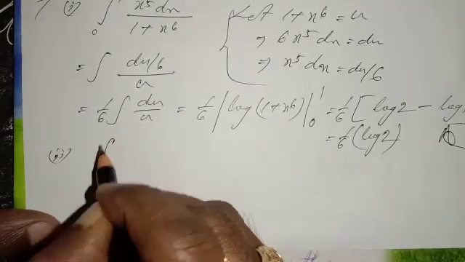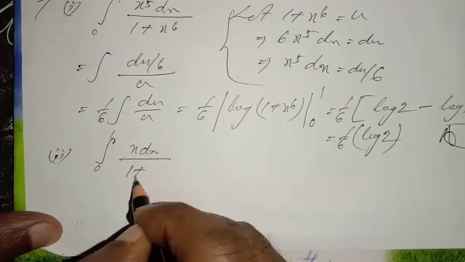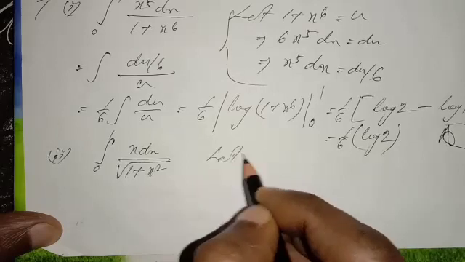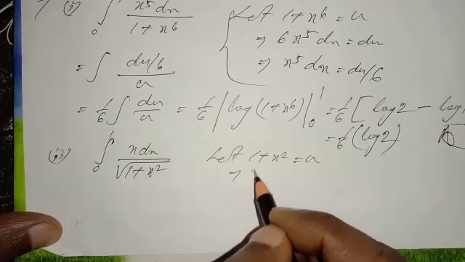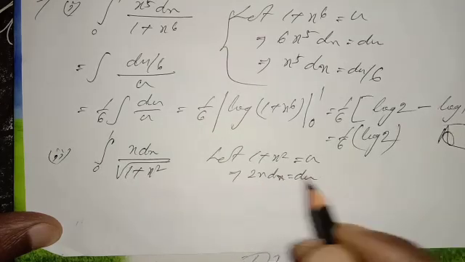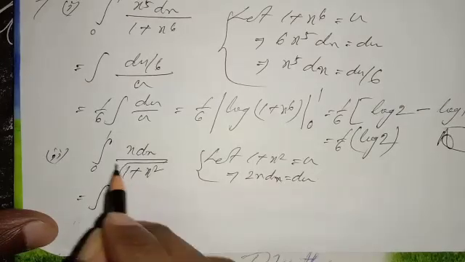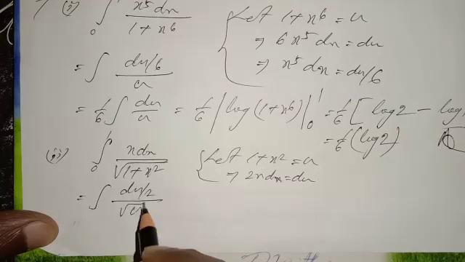Integration 0 to 1, x dx by root over 1 plus x square. Let 1 plus x square equal to u. This implies 2x dx is equal to du. Now replace x dx equal to du by 2. This is root over u.